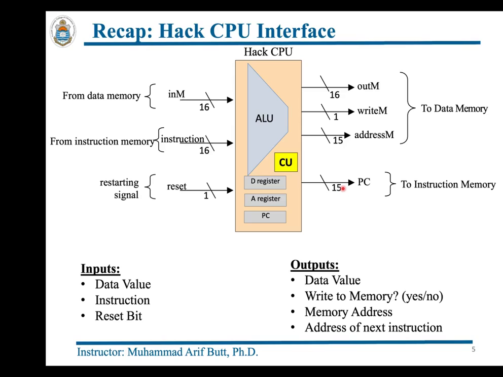On the right hand side you can see four outputs. 16-bit outM, which is the computational result generated by the ALU. This 15-bit address named addressM, and a 1-bit writeM. So these three outputs together are going to write this value inside the data memory at this address, provided this writeM single bit output is set to 1. The fourth output is a 15-bit address of the instruction memory, and this is the address of the next instruction to be fetched and executed by the CPU.